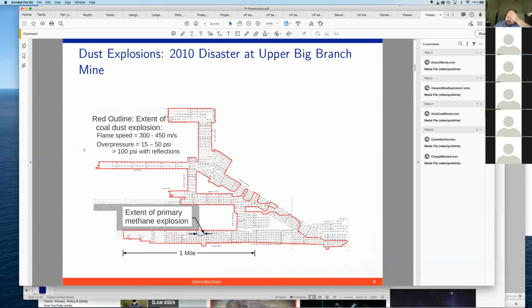So one application where solving this coupled reactive gas to granular particles comes into play is studying dust explosions. And these are quite devastating. A primary example in the United States of a dust explosion is the 2010 disaster at the Upper Big Branch mine. Essentially what the miners were doing, they were mining coal out of a seam right here.